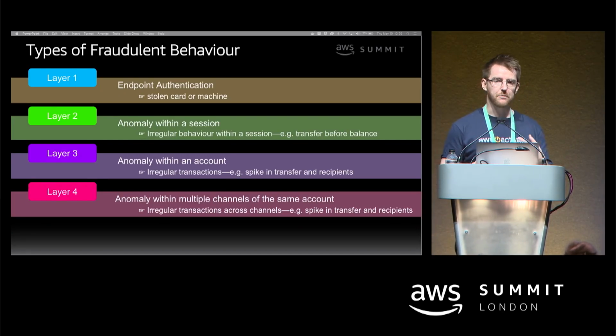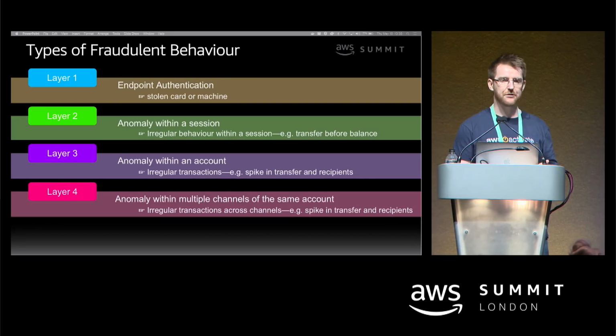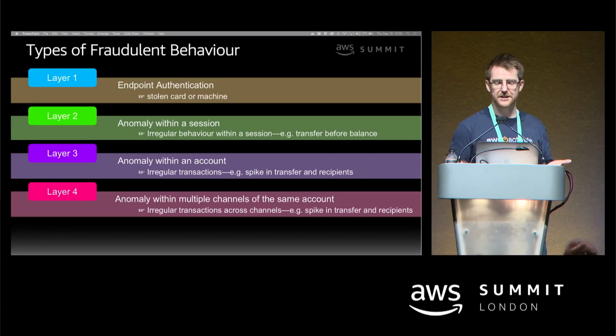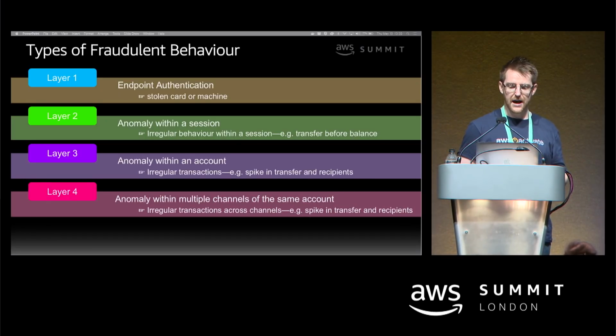Then you can go even deeper. And so this is where you've got multiple channels of the same account. So that could be across different account types. It could be your credit card accounts. It could be your current account. It could be a mortgage. It could be something else you hold with the bank as well. And so they might be trying to commit fraud by manipulating these different channels.